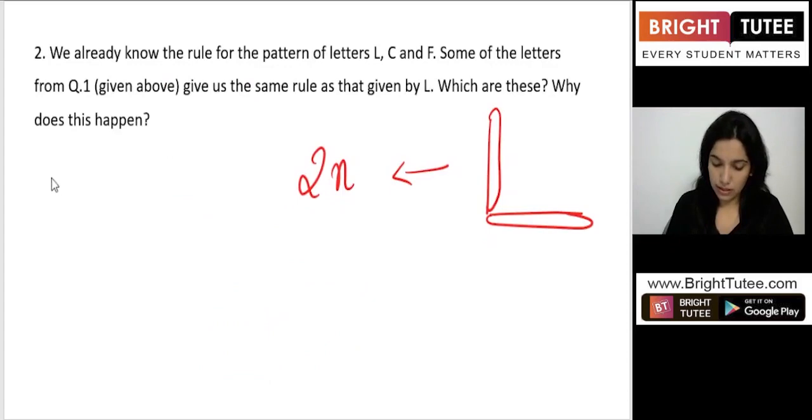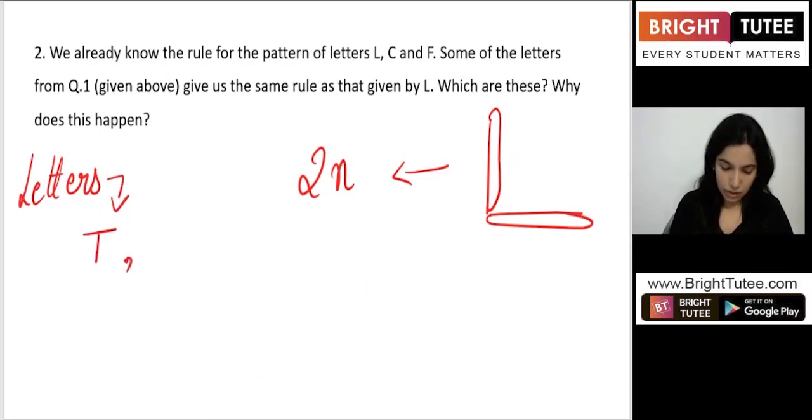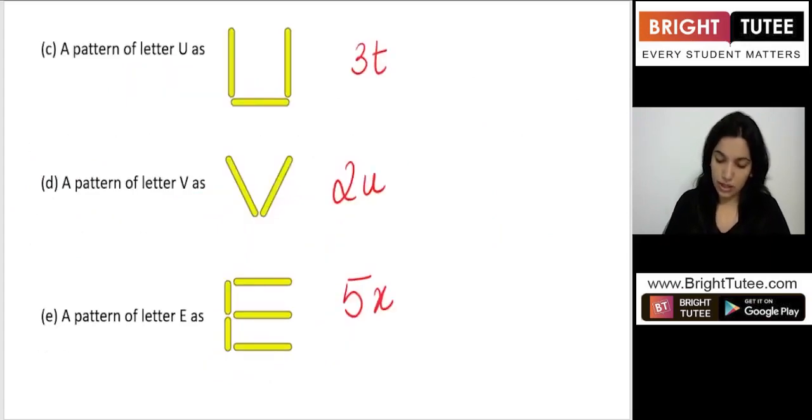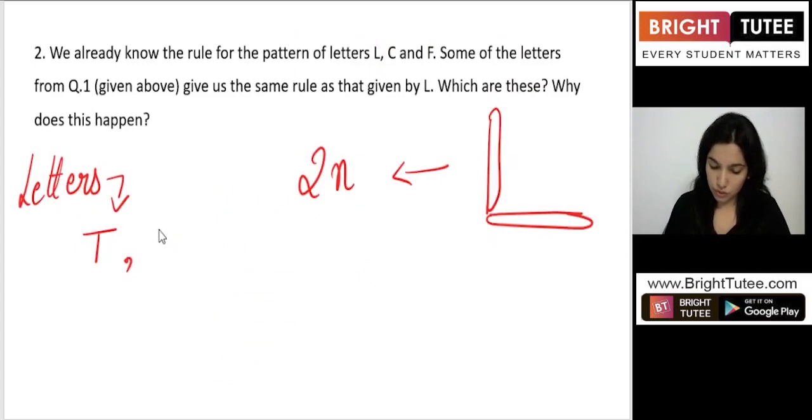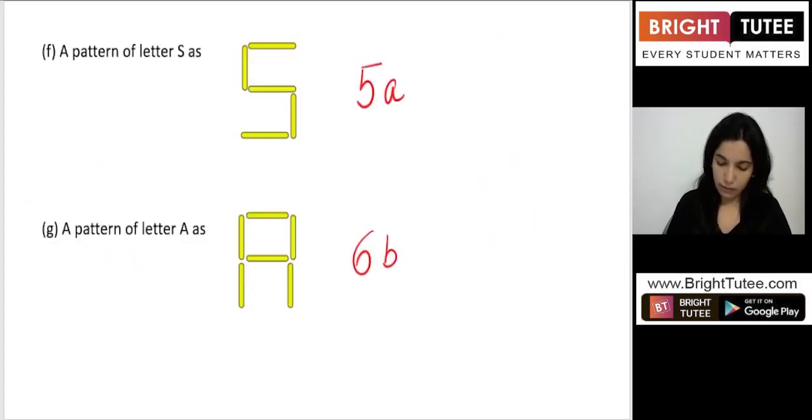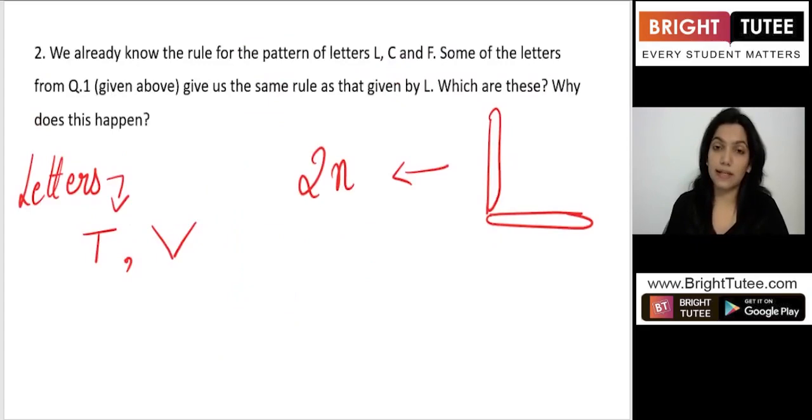So let us write here all the letters that are using the same pattern of 2n. We have got T, then Z is 3n, then U is 3t. Again we have got V that is using 2u. Then we have got 5x and 6b. So no other letter in question number 1 is giving us the same pattern.